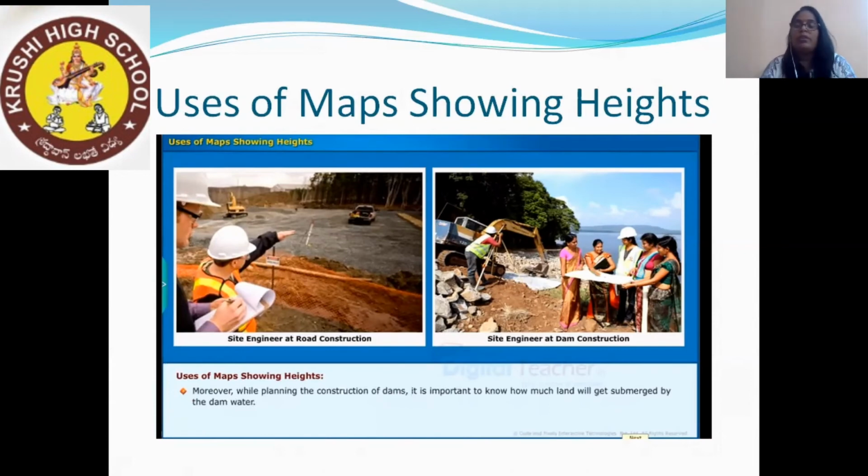When you cross the Krishna river or Godavari river while traveling in a train, you can find the dams. You can find big pillars, isn't it? Have you noticed them any time when you're traveling in a train? There will be big pillars down there. When the engineers plan this bridge, they will also calculate how much of the land will get submerged in the water, right?